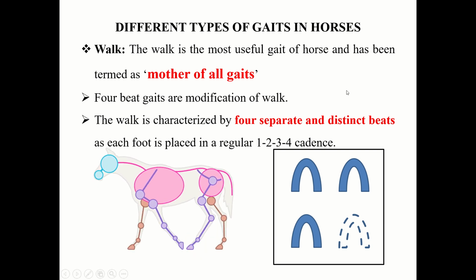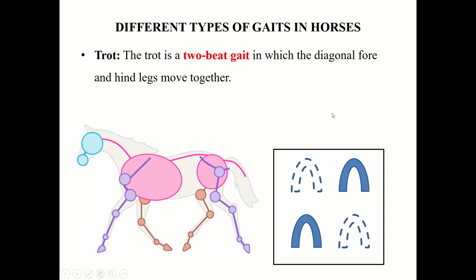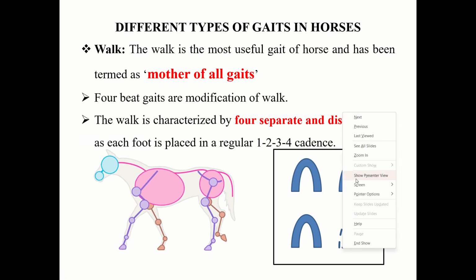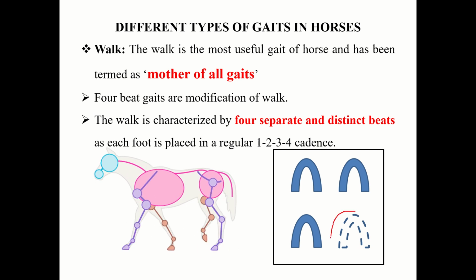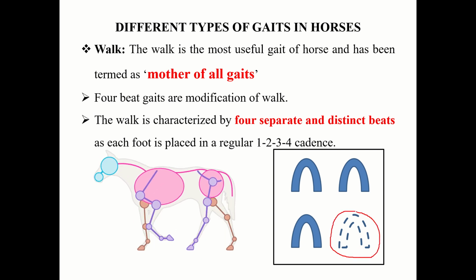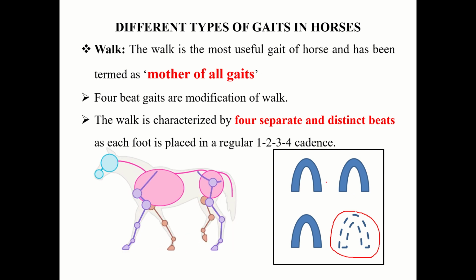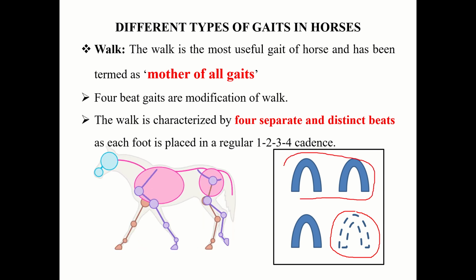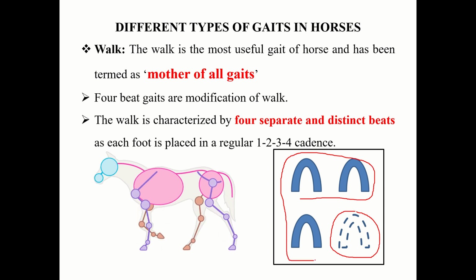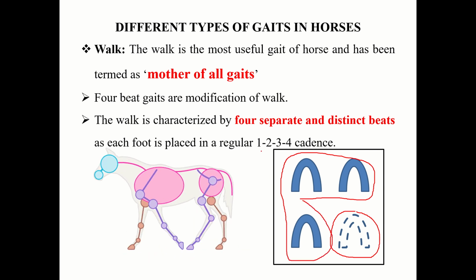In this picture you can clearly see that. I am going to show you that also. See, the dotted line indicates the leg is in the air. So at a particular time, three legs will be on the ground and one leg will be in the air, in an alternating 1 2 3 4 manner.